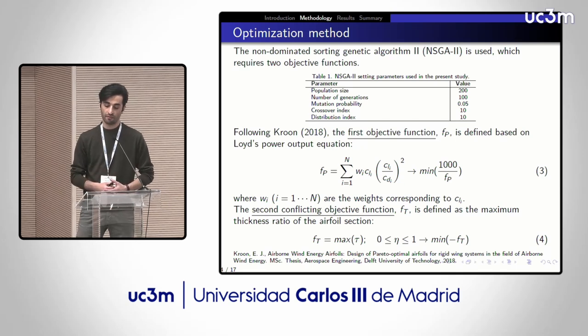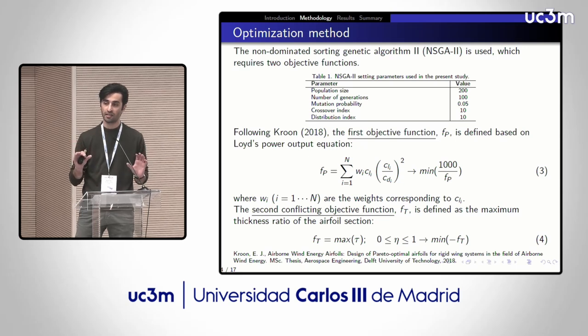In terms of objective functions, we need to have 2 conflicting objective functions. One is, of course, related to power. The other one, we chose the maximum thickness. Again, looking at Kroon 2018, one of the studies at TU Delft. Also, there are several studies by Roland's students. We looked at all those, and we picked one based on or inspired by Loyd's equation.